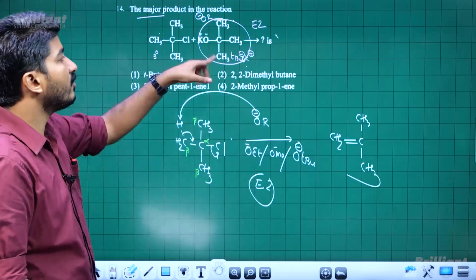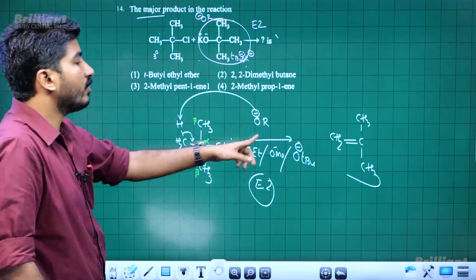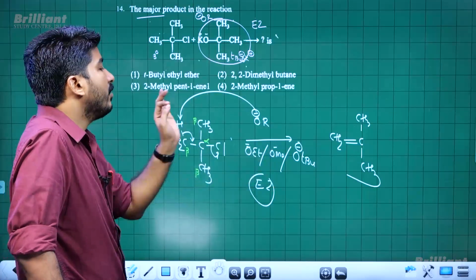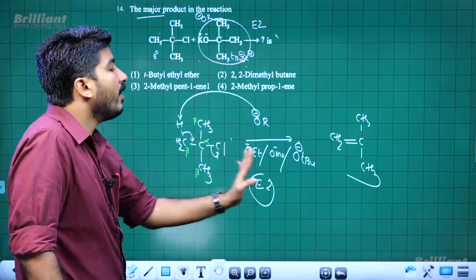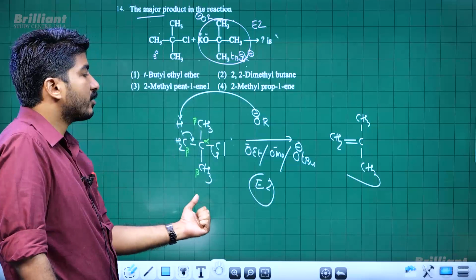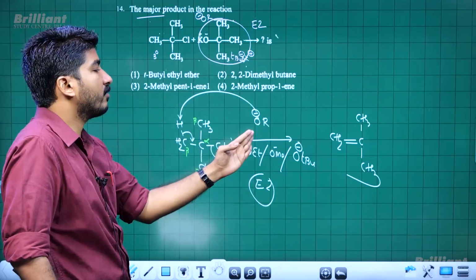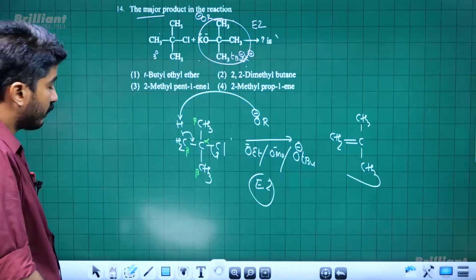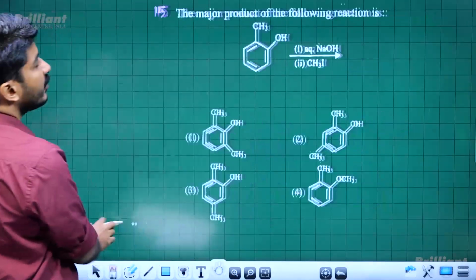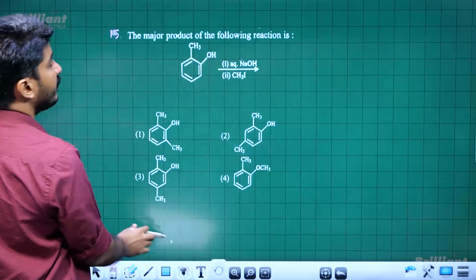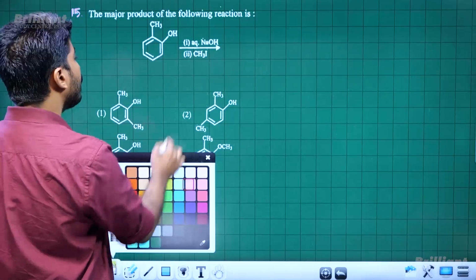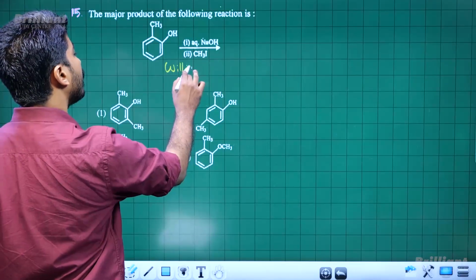Alkoxides, everybody. This is not just occurring with tertiary butoxide. This is occurring even with methoxide, being a strong base. All alkoxides show elimination reaction with tertiary haloalkane because of the high basic character of alkoxides. Yes. Okay, next question: the major product of the following reaction is... this is also Williamson ether synthesis.